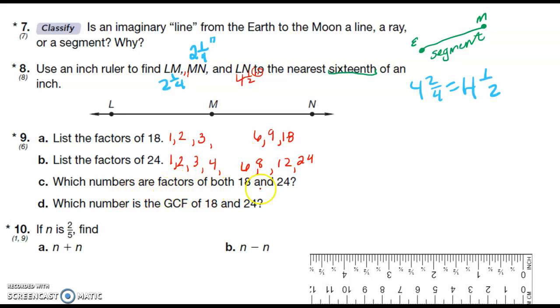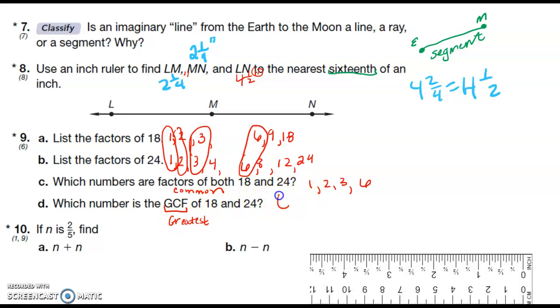Which numbers are factors of both? So these would be common factors. So we know we have 1, 2, I can't circle, 3, 6. That is all of it. So 1, 2, 3, and 6. And then it says which number is the GCF. This is the greatest common factor. It's the largest factor they have in common. And that's going to be 6. Okay, let me change colors because that's red.